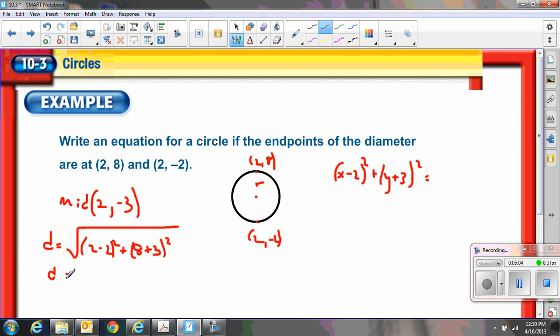Do a little bit of simplifying. 2 minus 2 is 0. Square that number, I get 0. 8 plus 3 is 11. Square that number, I get 121. Square root of 0 plus 121 takes me back to 11. So the distance, or my radius, is 11. However, for my formula, it's (x minus h) squared plus (y minus k) squared equals r squared. So the value that I need here is actually the 121.